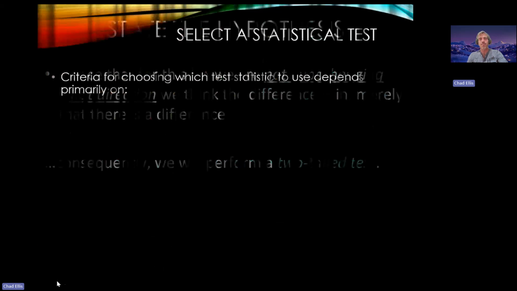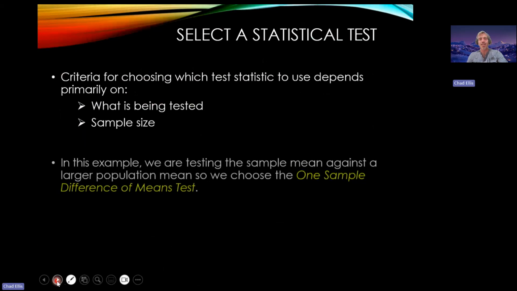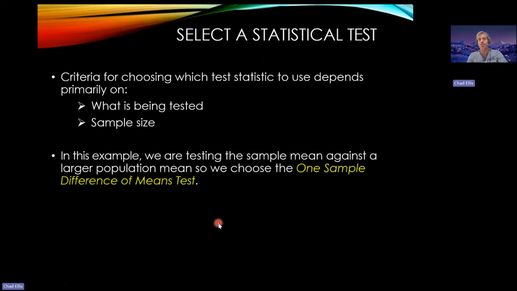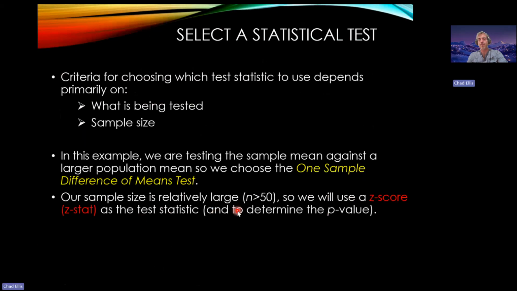You might be wondering what are some of the cues that you can use to determine what type of stat test you want to use. Well, first thing is what's being tested, what's your research question, and what's your sample size. That's going to determine whether you're going to use a Z-stat versus a t-stat. In our scenario, because we're comparing the mean from a sample to the overall population mean, we're going to use a one sample difference of means test. Since we have a relatively large sample size, greater than 50, we can calculate the Z-stat, sometimes called the Z-score, to determine the test stat, and from that, the p-value as well.